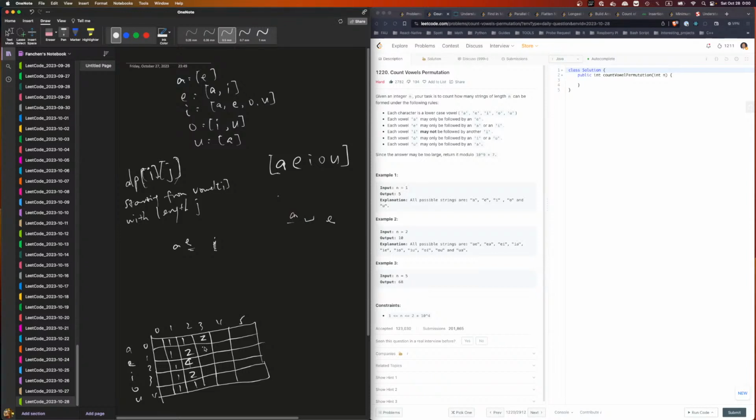Oh, that is 5, right? Because you add these two together. You add these two together. Yeah, you say start from E, then you need to say how many A's do we have, how many I's do we have. So that's 5. And then start from I, then you add these together. So 1 plus 2 plus 2 plus 1, it's 6. Start from O, it's I or U, that's 5. And start from U, that's just A, so that's 1.